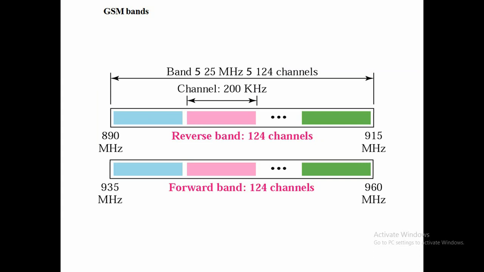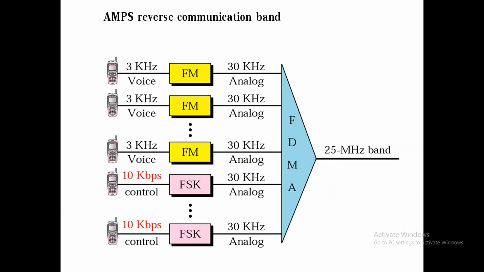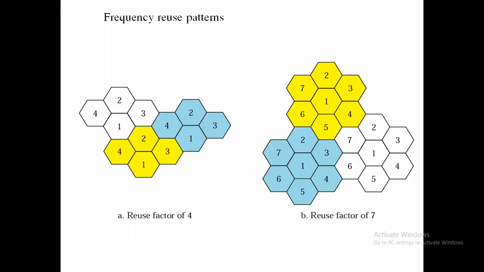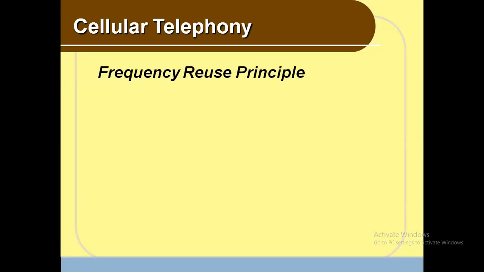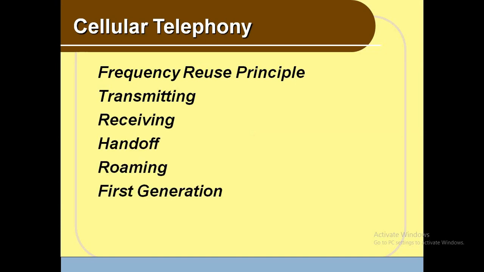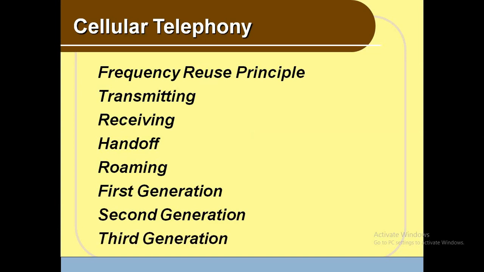Before moving to the GSM bands, we will see the revised structure of what we covered previously in cellular telephone and satellite networks. In cellular telephony, some topics were given: the frequency reuse principle, transmitting as well as receiving, handoffs, and roaming. In handoff there are two types, soft handoff and hard handoff. Another topic is the generations: AMPS is used in first generation, after that GSM, that is TDMA, FDMA. After that, in third generation, different interim standards are used.